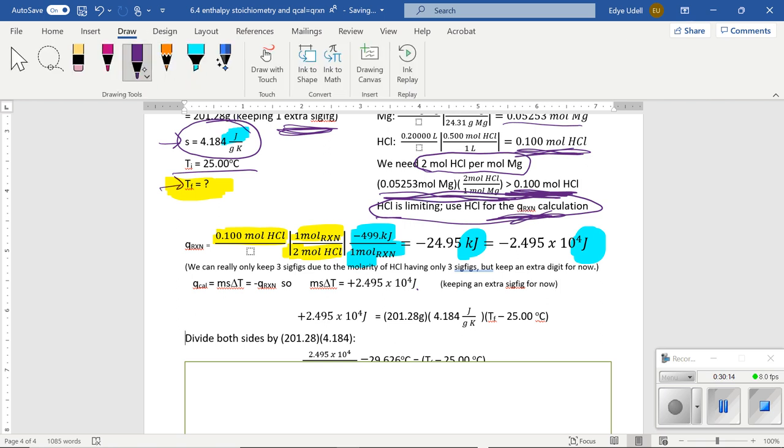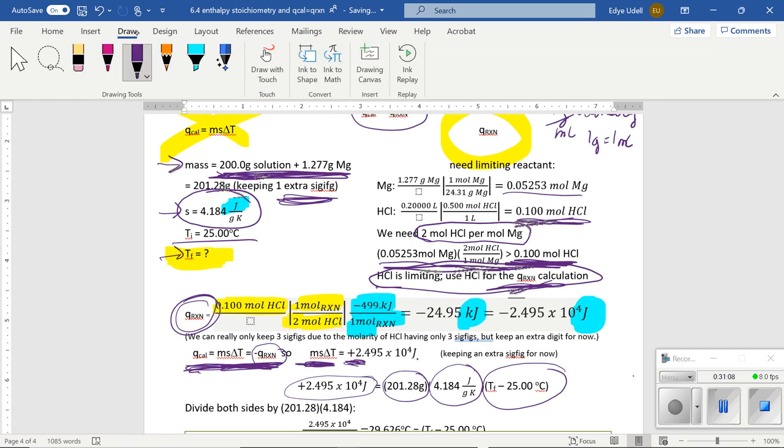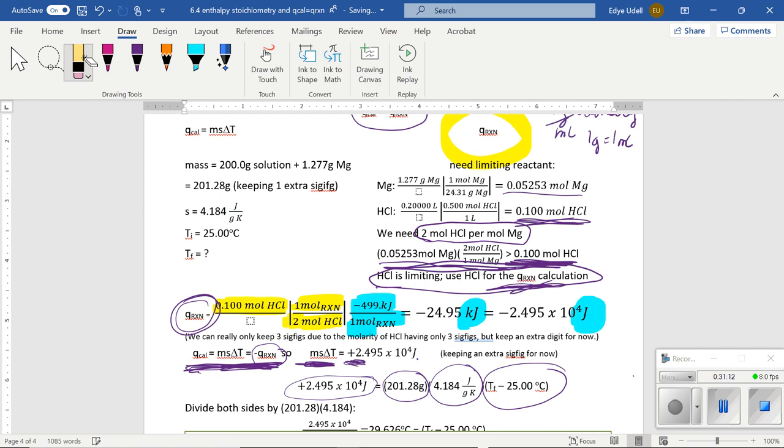Q cal is m s delta T, which is equal to negative Q reaction. So now I know m s delta T is negative Q reaction. This was a negative here, so this is going to be positive now. You have to always remember to change your sign. I calculated my Q reaction, so m s delta T is the negative of Q reaction, which is going to be positive 2.495 times 10 to the 4 joules. We're still keeping an extra sig fig for now. This m, the s, T final minus T initial, all those data are from right up here under the Q cal is m s delta T.